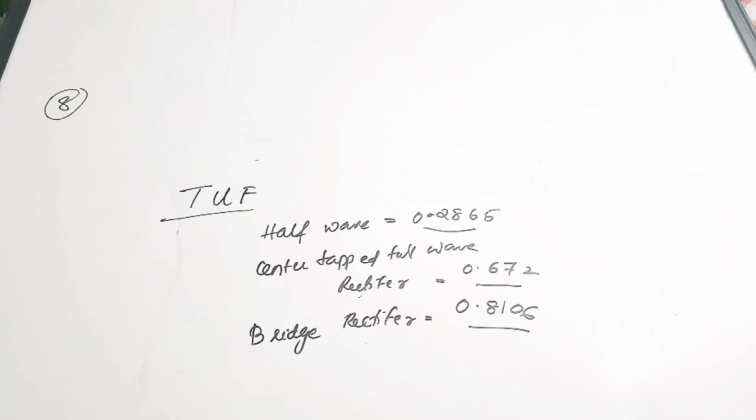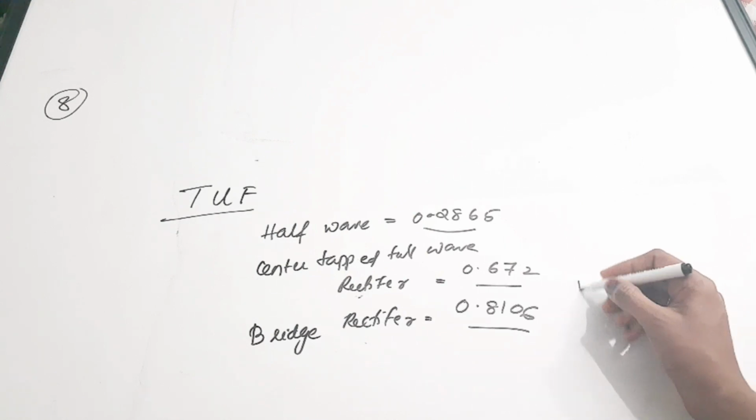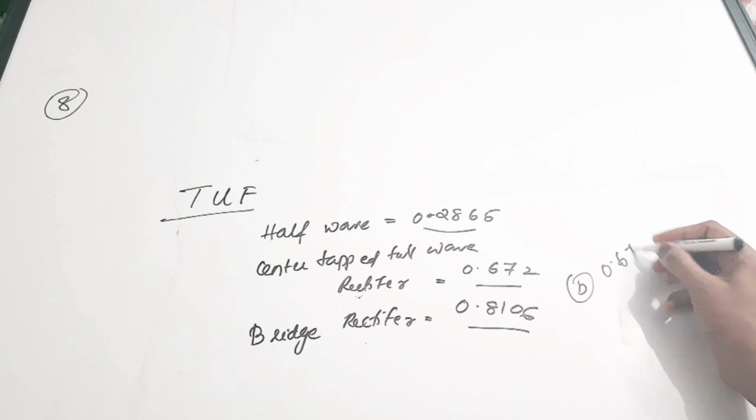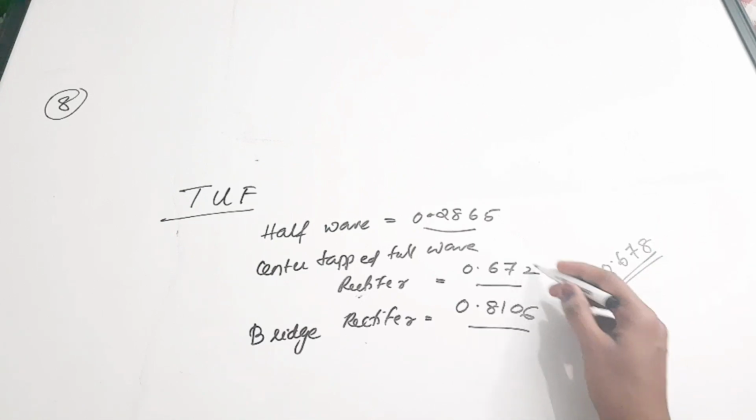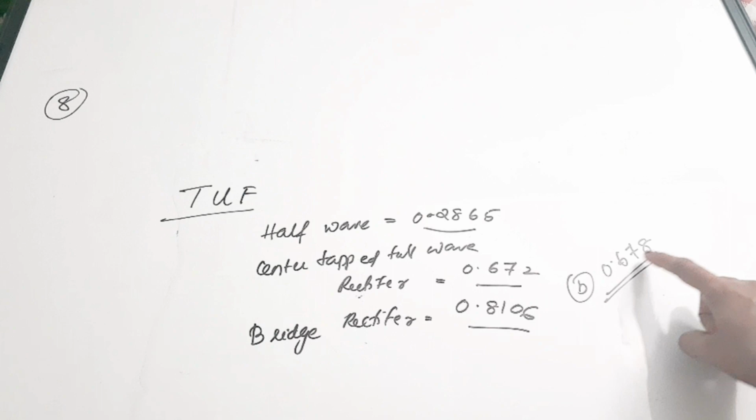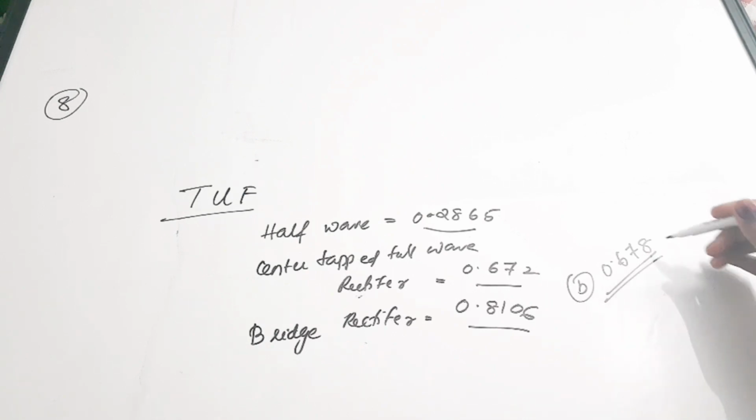Okay. So the question here is asking the TUF for a center tapped full wave rectifier, which is equal to 0.672. But if you see the options, they are 0.623, 0.678, 0.693 and 0.625. So the value coming closest is option B, which is 0.678. Actually it is 0.672, but it is given in the options as 0.678. So we will be selecting option B. So for the 8th question, the correct answer is option B. Next, moving to the 9th question.